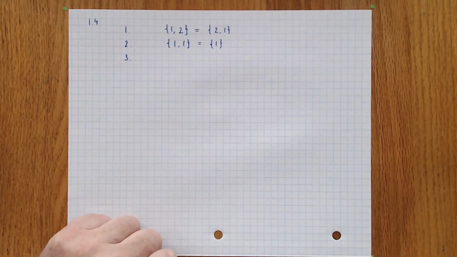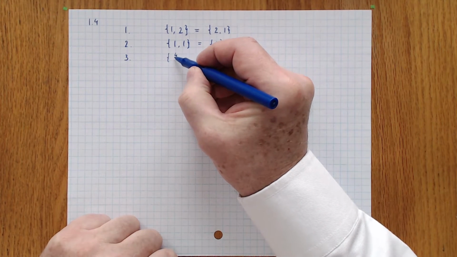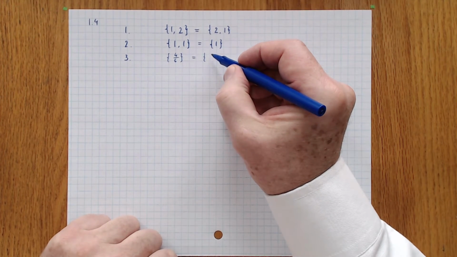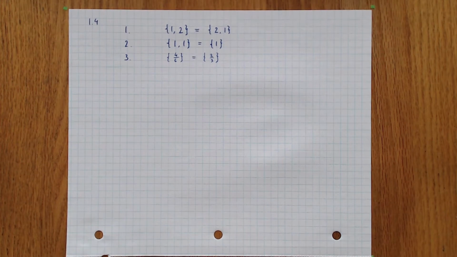And perhaps the most controversial example, the set containing 4 over 6 equals the set containing 2 over 3. To understand these equalities, of course we need to think about the axiom of extensionality, but also we need to make a distinction between mathematical expressions and abstract objects.